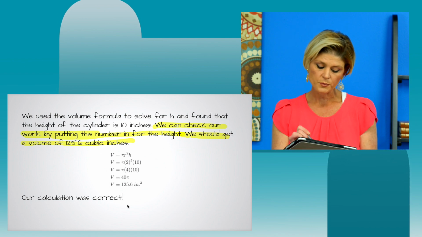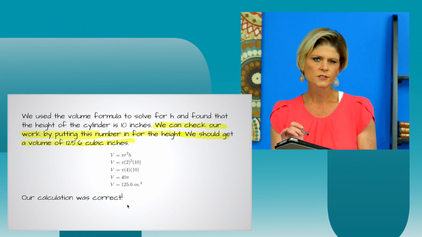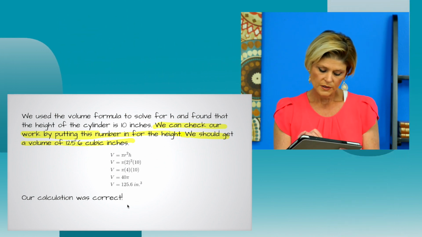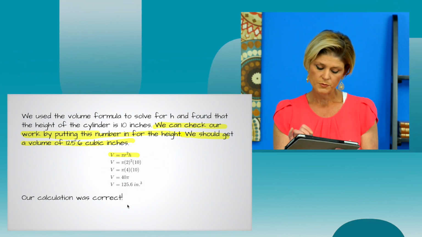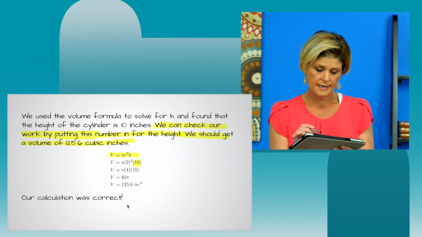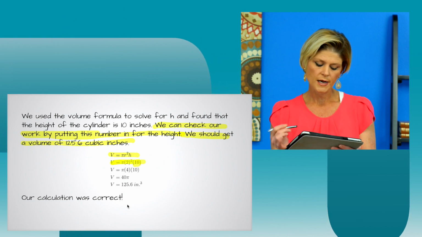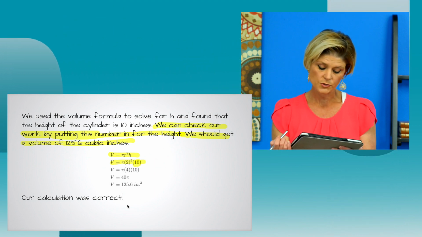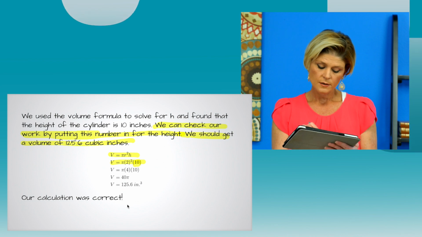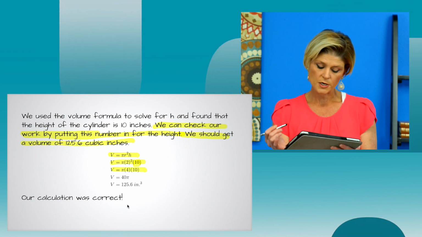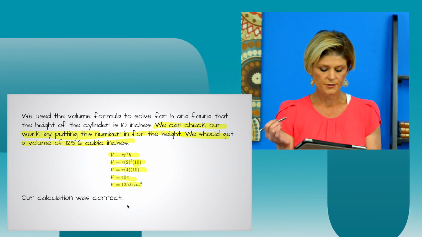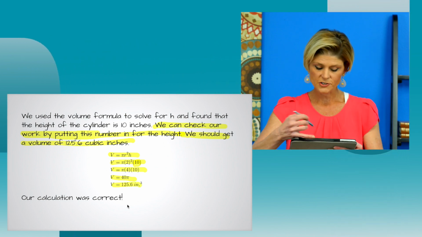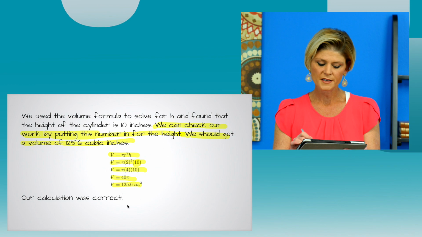So now I'm gonna plug in what I know for h just to check and make sure it's right. V equals pi r squared h. I'm plugging in my h, what I now think is 10. And I get V equals pi 2 squared times 10, which equals pi 4 times 10, which gives us 40 times pi, which gives us 125.6 inches cubed. So guess what, everyone? Our calculation was correct.